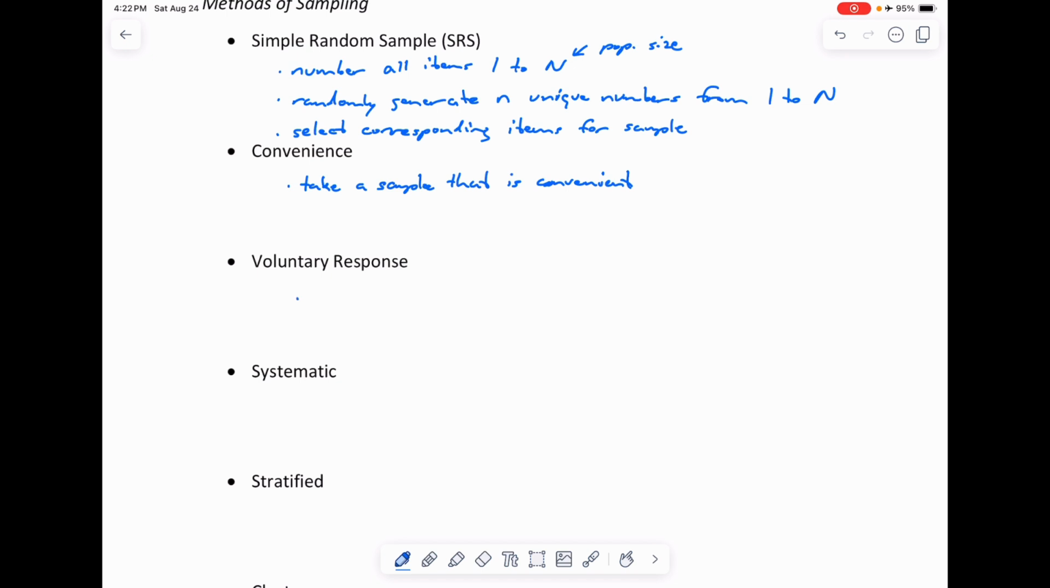Voluntary response is where people can choose. So this is going to be specifically when people are involved. People can choose to participate.